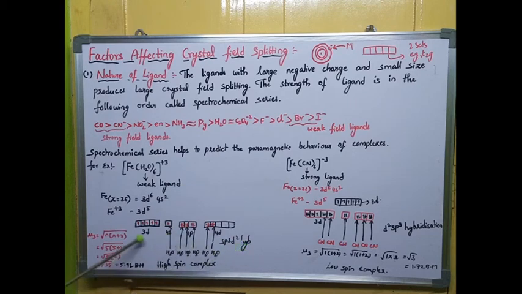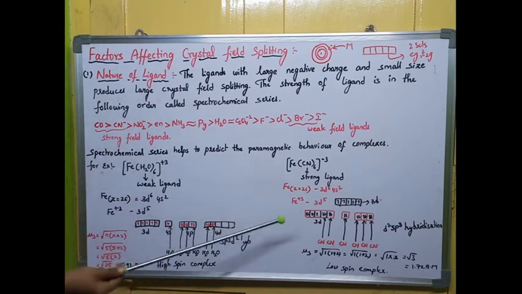If you want to calculate the paramagnetic or diamagnetic nature, the magnetic moment of the complex, you use the spin-only formula: mu s equals root over n into n plus 2. Five unpaired electrons are present, so 5 into 5 plus 2, which is 5 into 7, that is 35. So I get 5.92 Bohr magnetons. It is also called a high spin complex, because more unpaired electrons are present.